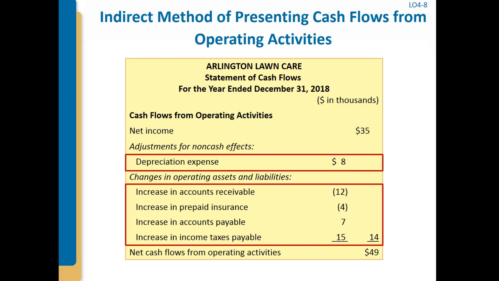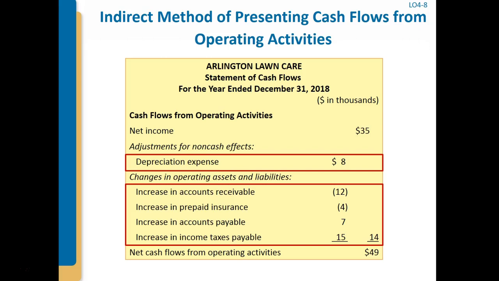For accounts payable and taxes payable, because the related expense in the income statement was more than cash paid for those expenses, we need to add back the differences. If these liabilities had decreased, then we would have subtracted rather than added the changes. Cash flows from operating activities using the indirect method are shown here.